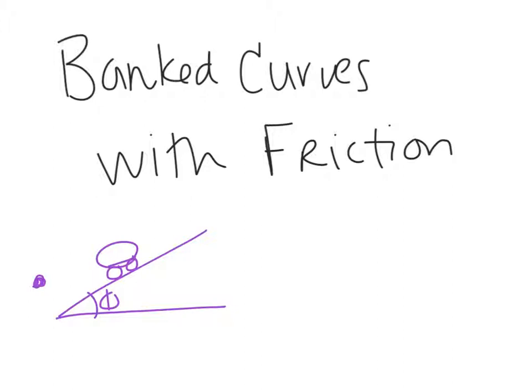We're going to look at two possibilities for banked curves with friction. First one's going to be banked curves with friction to keep the car from sliding up the curve, and the second one's going to be to keep the car from sliding down the curve. So in other words, a maximum speed and a minimum speed. Let's start with the minimum speed.